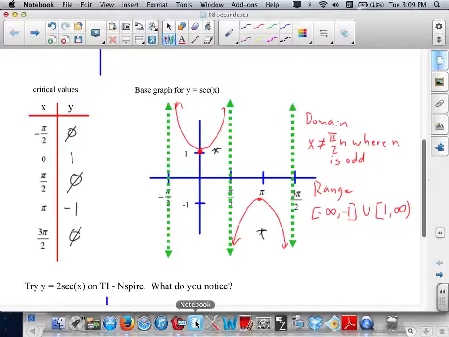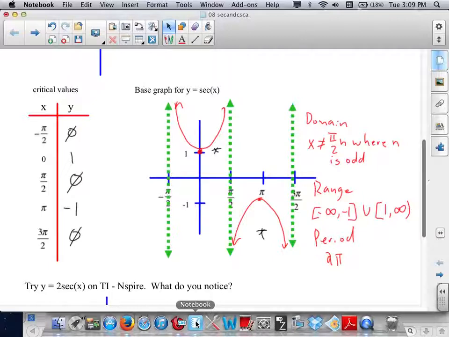And there's your information. Oh, and I forgot one last thing. The period. The period of this function is 2 pi. That's when it starts repeating itself. Okay. Now, let's go ahead and do a graph of cosecant.